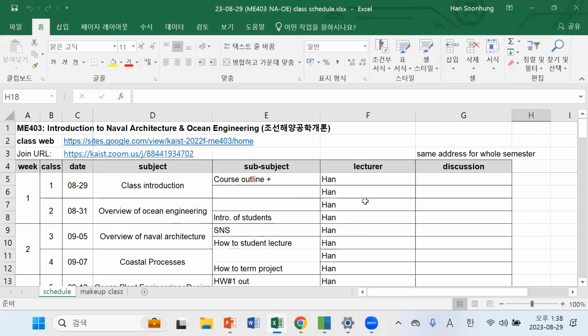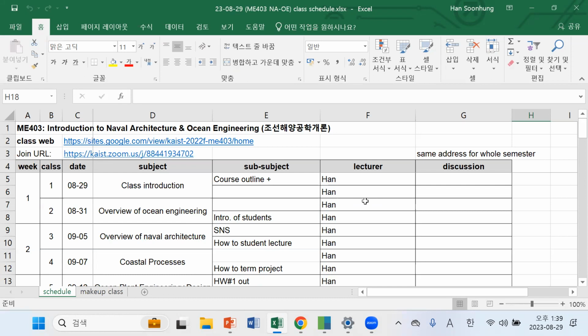This is a sample tentative class schedule. So today I'm trying to introduce class operation, introduction day. We'll see each other on Thursday again. I will probably also do today the overview of ocean engineering. And next week, I'll try to show you the overview of naval architecture. And then we can start with the ocean engineering textbook on next Thursday.